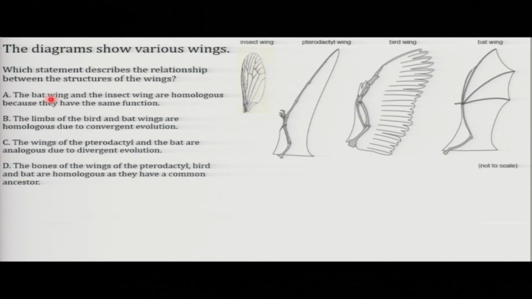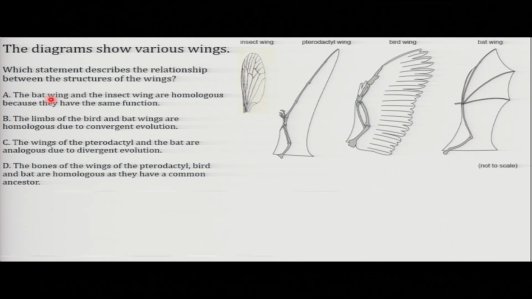The bat wing and insect wing are homologous. We need to know what exactly the term homologous means. Because they have the same function? Is that the definition we looked at? Try to recall.